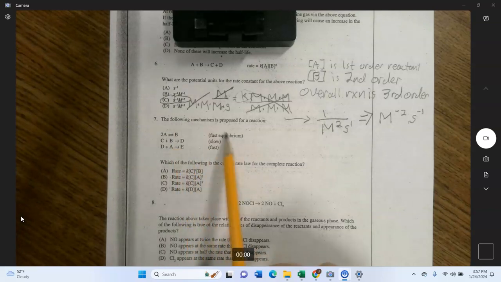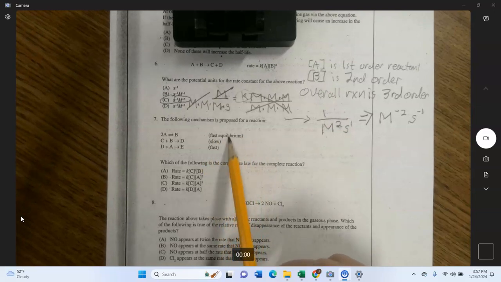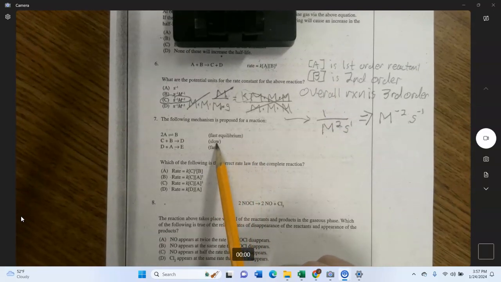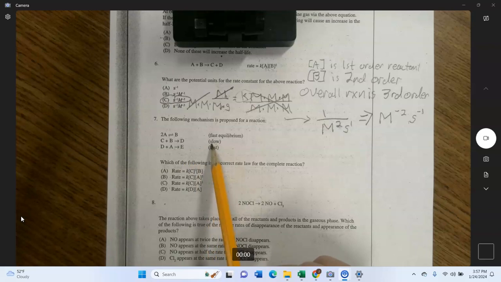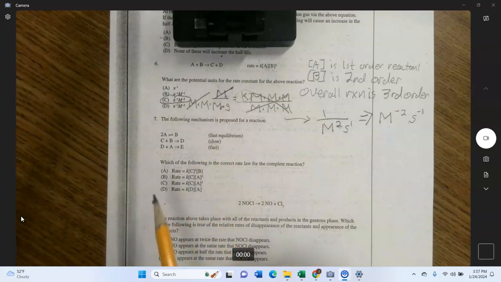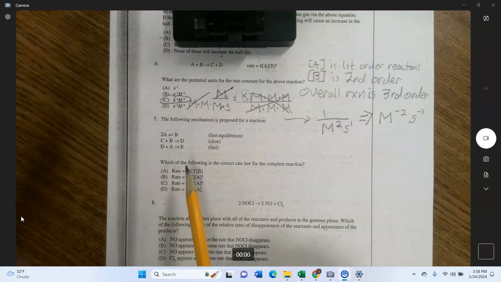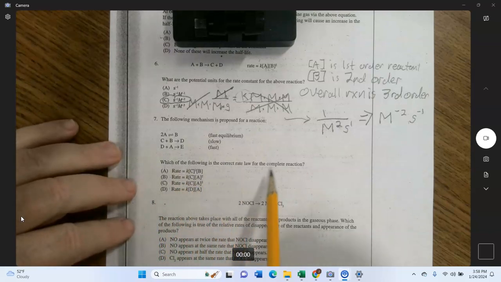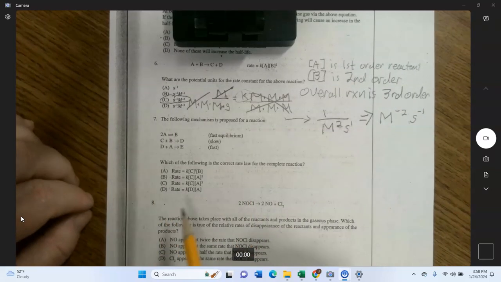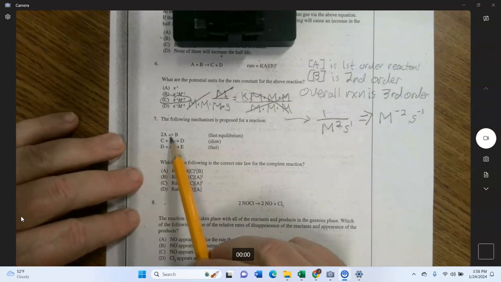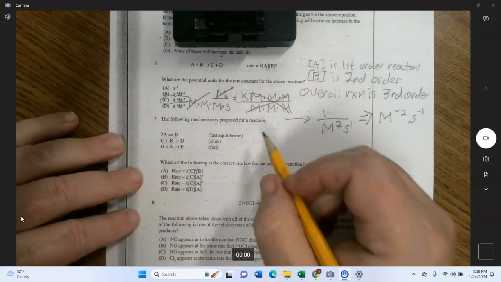Okay, this problem is similar to the earlier one. The following mechanism is proposed for a reaction. So you have a fast equilibrium step, you have a slow step. So the slow step's going to clog up the reaction. It's going to slow everything down. And then you have a fast step at the end. So we know that the rate determining step is the slow step. The reaction can't go any faster than its slowest step. So the question is, which of the following is the correct rate law for the complete reaction? So this is a good chance to practice the earlier problem again. So the rate law for the overall reaction is the rate law for the slowest step. So what is that going to be?